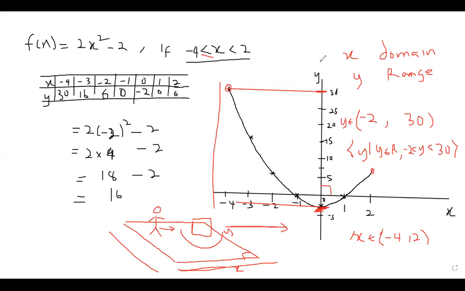Okay, good. So let me clear the screen. Having already seen this function, let's just go straight to Scilab and see the behavior of the function. Okay.